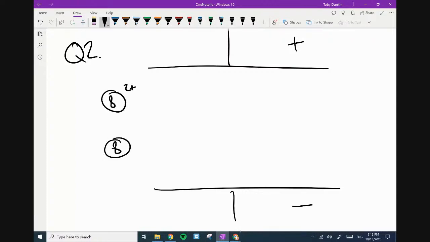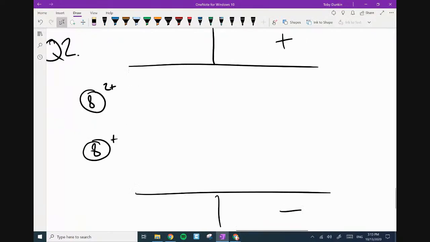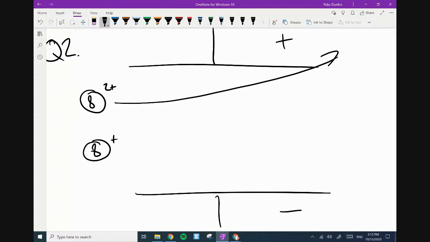There's 8 and +1. Do that one first. This one is just about charge. Draw the 2 paths. Pause the video, draw the paths, and then unpause to check. So, path number 1. Path number 2.